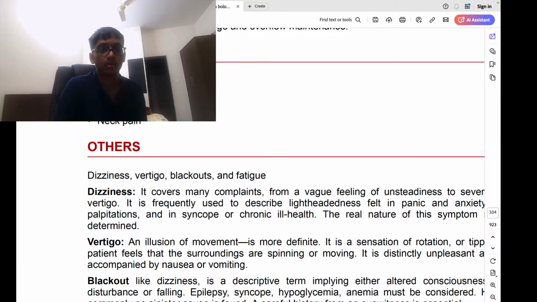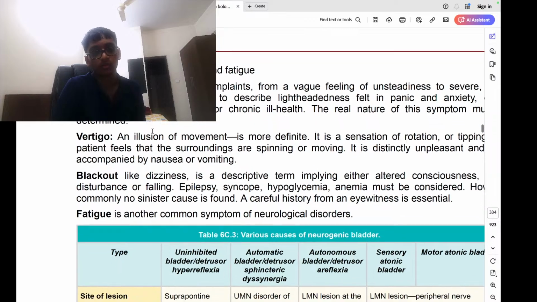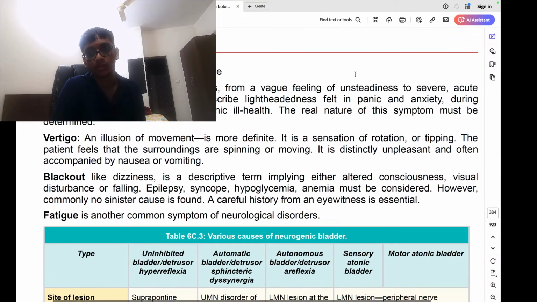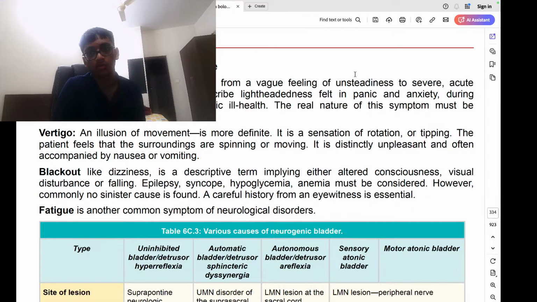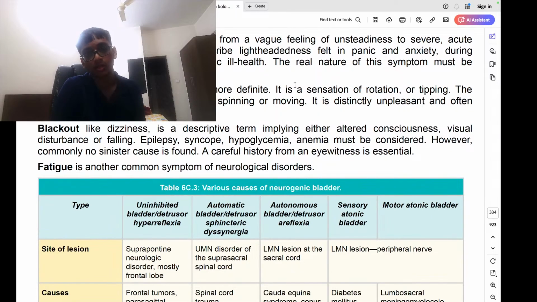Meningeal signs, you have headache, projectile vomiting, photophobia, and neck pain. Others, you have dizziness, vertigo, blackout, and fatigue. Dizziness covers many complaints, from a vague feeling of unsteadiness to severe vertigo, frequently described as acute vertigo. It is frequently used to describe lightheadedness felt in panic and anxiety, during palpitations and in syncope or chronic ill health. The nature of these symptoms must be determined.